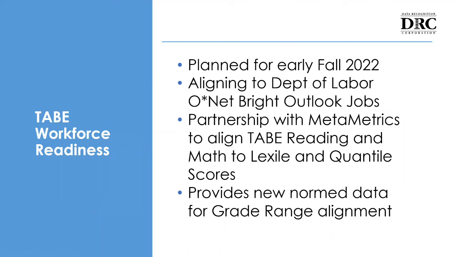Why this is important for TABE is that since MetaMetrics has aligned the reading and math requirements of these 700 jobs, now we can tell students that are interested in these jobs what TABE score you need to be successful in that job, because here's the reading that you're going to be required to do or the math that is required on that job. As a side output of this, Lexiles and Quantiles are also normed on an annual basis by MetaMetrics. So we know annually what eighth graders are doing at a Lexile and Quantile level, what 12th graders are doing. So it's going to allow us, and we're doing this currently, we're very close to publishing this white paper that will have new grade ranges for TABE based on these Lexile alignments.